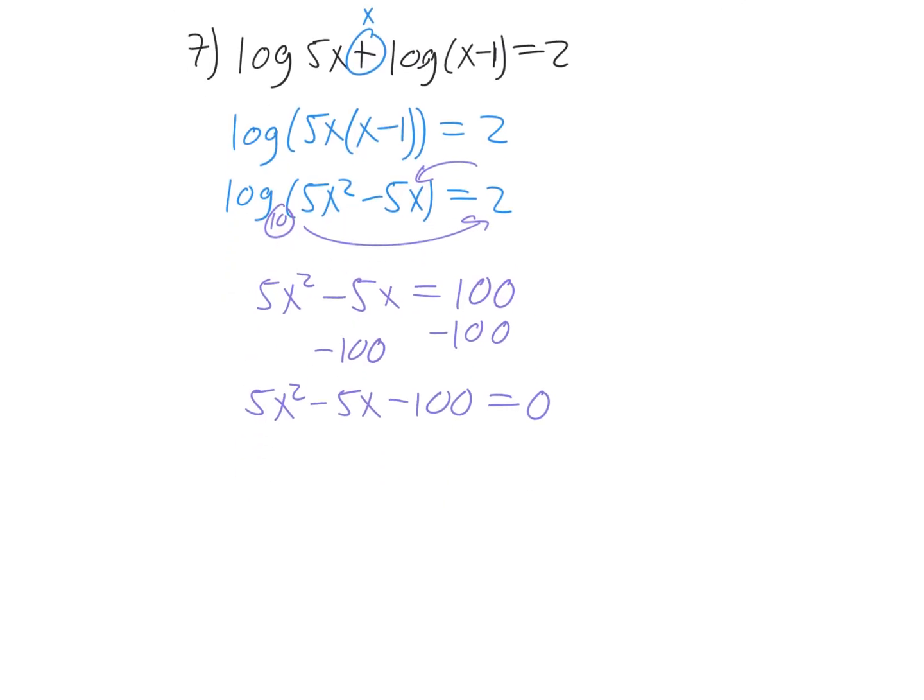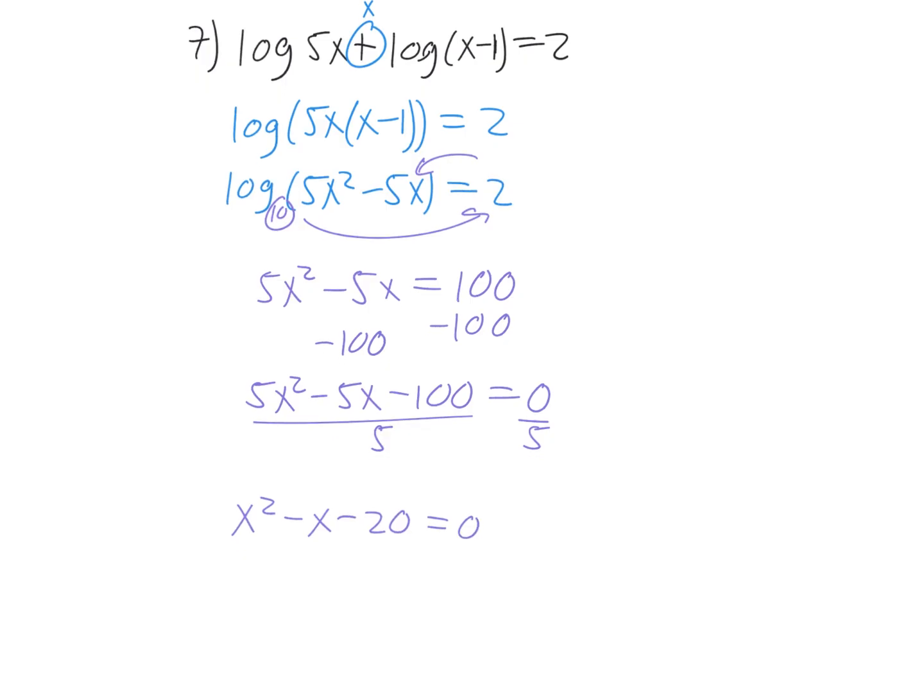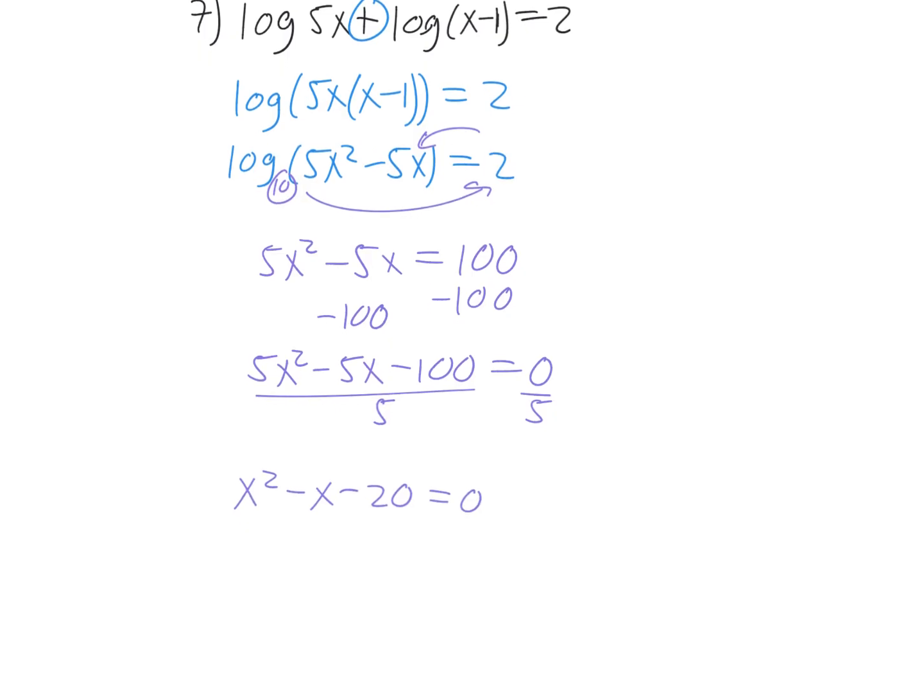All right, and like before, we can take out a GCF here. We can divide everything by 5. And then we get x squared minus x minus 20 equals 0. So we need factors of negative 20 that add to negative 1. That's going to get us a negative 5 and a positive 4. All right, so our answers are going to be x is 5 and x is negative 4.